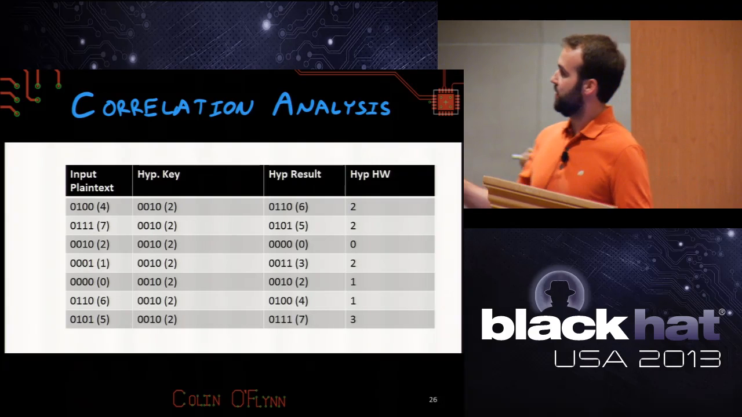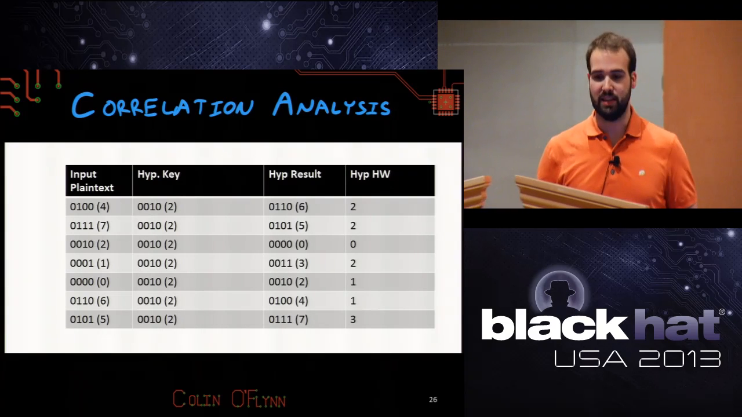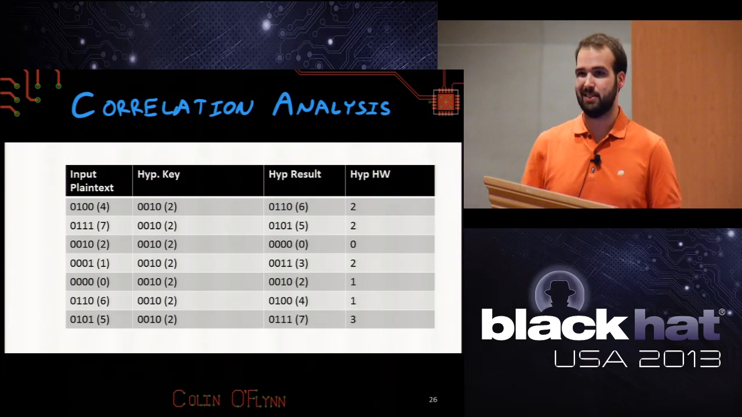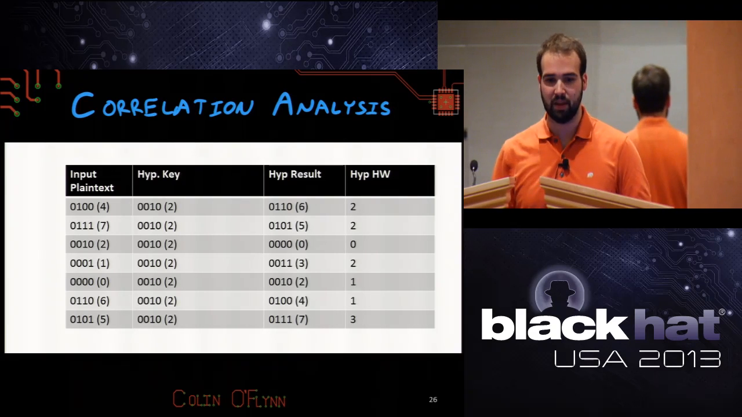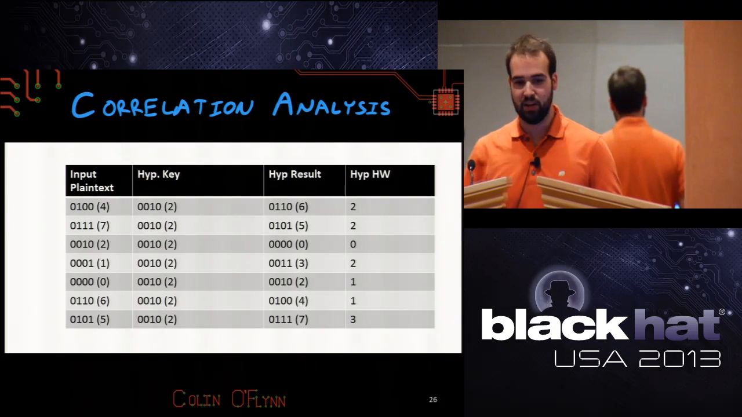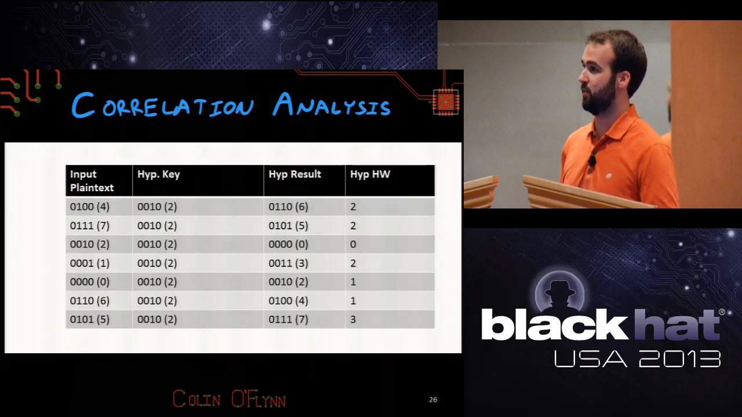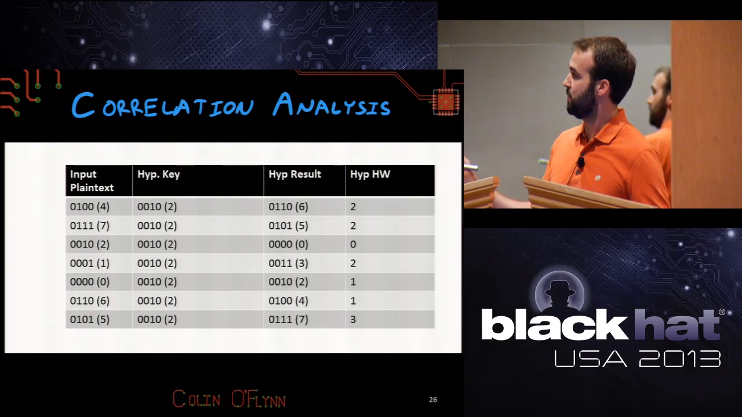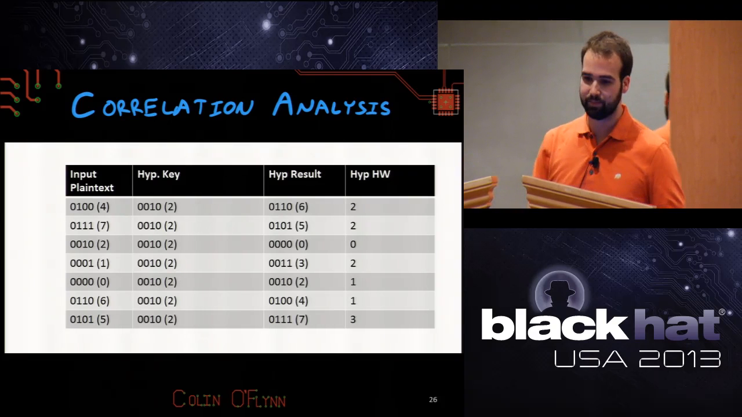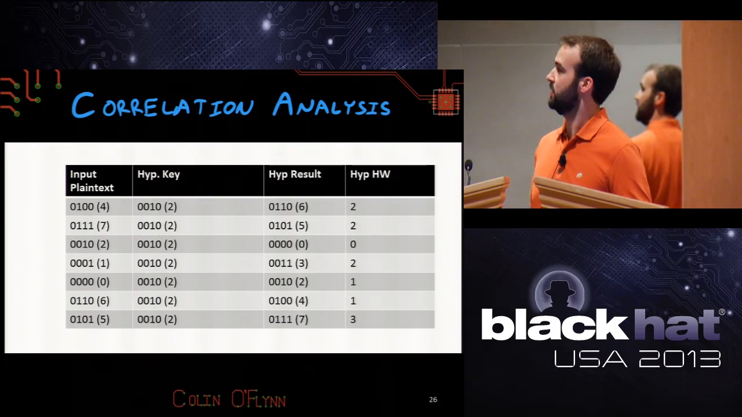I'm now going to take what I know, so I know the input plaintext here, and I'm going to guess what the key is. So in this case, there's a 4-bit key. There's 16 possibilities for that key. And I'm going to make a table like this for each one of the guesses. So for each one of the guesses, I'm going to say, well, I know I put in a 4 as the input. The key could be 2. It could not be 2. I don't know. If it was 2, the hypothetical result would be 6. That hypothetical result would have a hypothetical Hamming weight of 2.